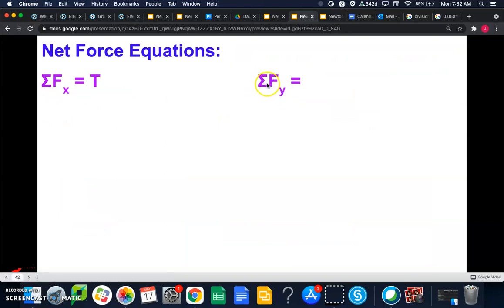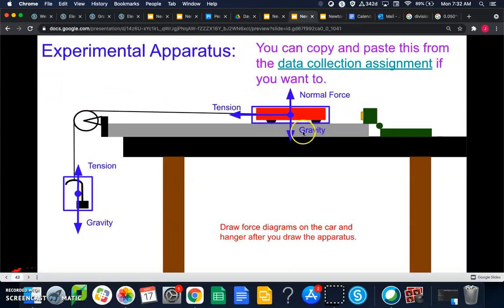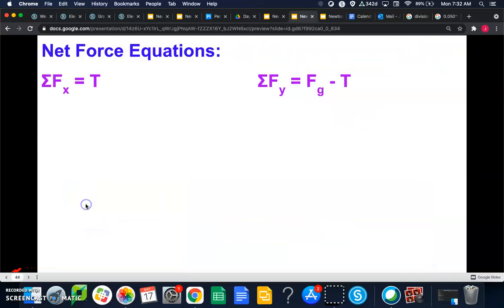Then we'll do our sum of forces in the y direction. We don't need to worry about the normal force and gravity on the car because the car is not accelerating upwards or downwards. We do need to worry about the gravity and tension on the hanger. And so what we're going to see is that our net force in the y direction is going to be the force of gravity minus tension. We're subtracting tension because that's in the opposite direction of gravity.